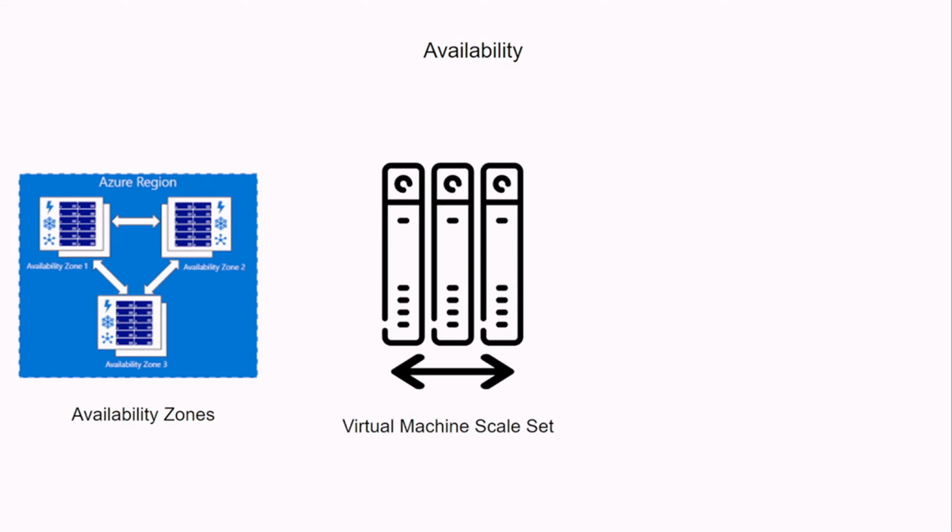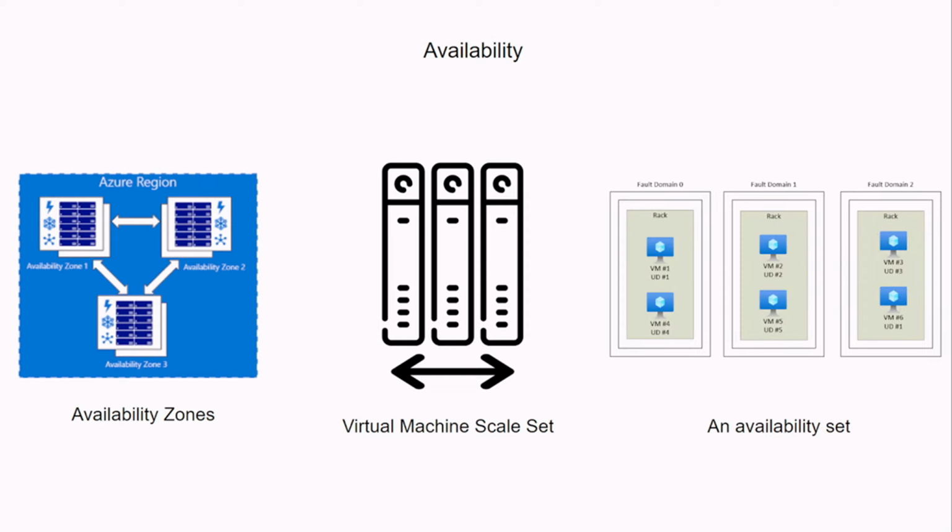Virtual machine scale sets let you create and manage a group of load-balanced virtual machines. The number of virtual machine instances can automatically increase or decrease in response to demand or a defined schedule. Scale sets provide high availability to your applications and allow you to centrally manage, configure, and update many virtual machines. Virtual machines in a scale set can also be deployed into multiple availability zones, a single availability zone, or regionally.